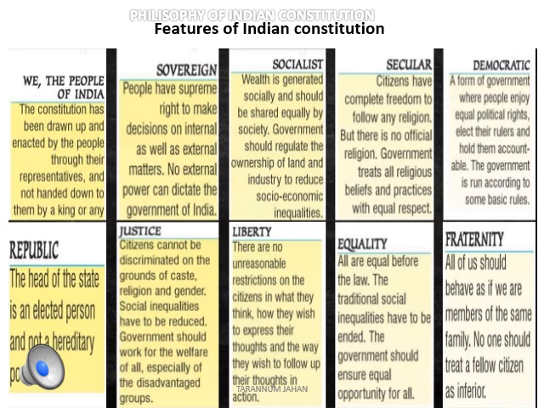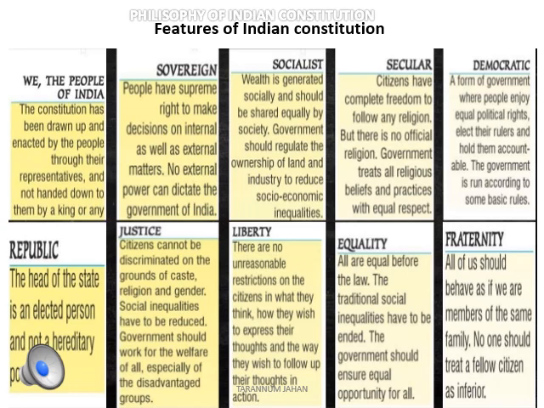Then the next is democracy. It is a form of government where the people enjoy equal political rights and elect their representatives. Then the next is republic. Republic is nothing but the head of the state is elected by the people and not by hereditary position. That means that they have not become the king or a queen or a princess by heredity. They are elected by the people.